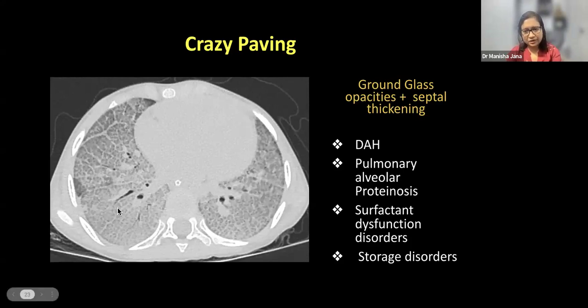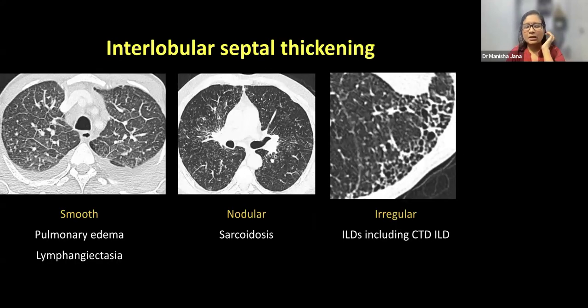It can be diffuse alveolar hemorrhage. These two can be differentiated by BAL. There can be other underlying disorders like surfactant deficiency disorder, dysfunction disorders. Storage disorders are also one cause of this pattern. Now, if we remove the GGO pattern from crazy paving, what remains is interlobular septal thickening. So septal thickening, we have seen the secondary pulmonary lobule. So when the outline of the septa is being very much demarcated, see, so this is known as septal thickening.